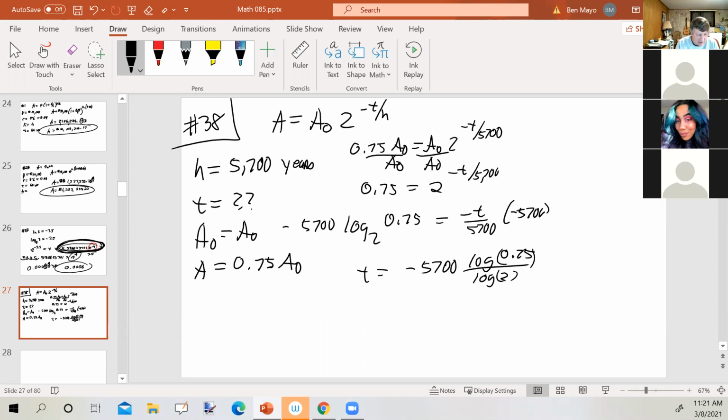Negative 5,700 log 0.75, close it up, divided by log of 2, close it up. And I get t equals 2365.7. It says round to the nearest 100 years, so that would be 2,400 years.